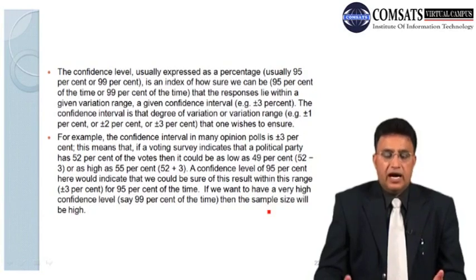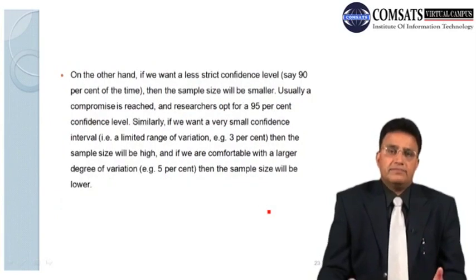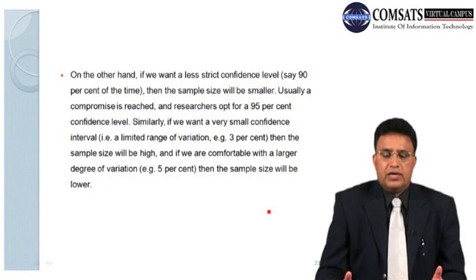So if we want to have a very high confidence level, say 99% of the time, then the sample size will be high. On the other hand, if we want a less strict confidence level, say 90% of the time, not the 95, then the sample size will be smaller. Usually, a compromise is reached, and researchers opt for a 95% confidence level, the midway between the 90% and the 99%.